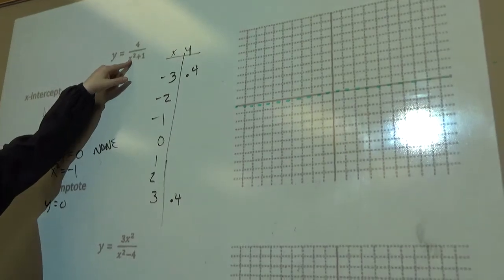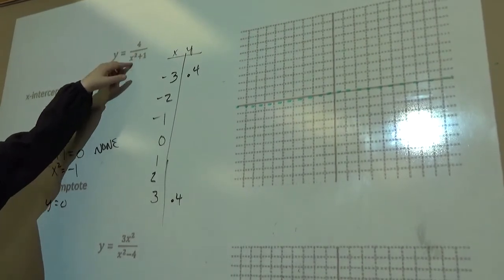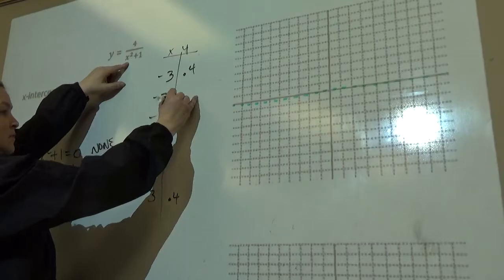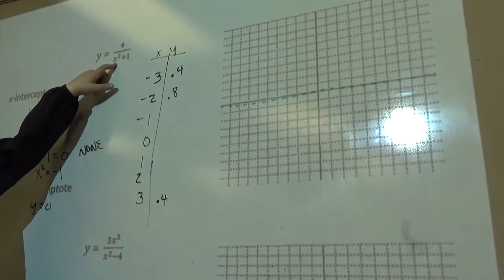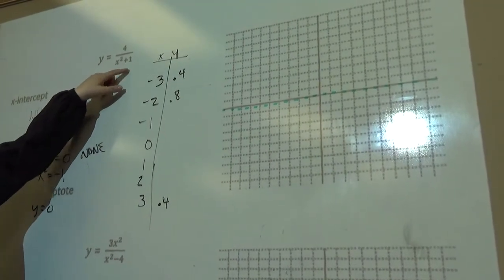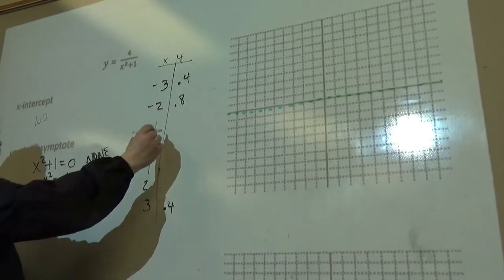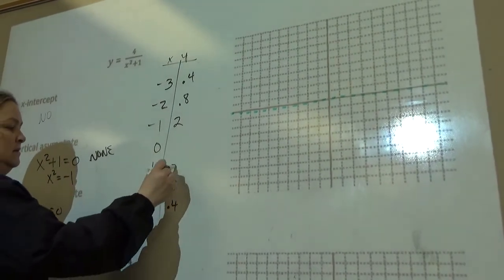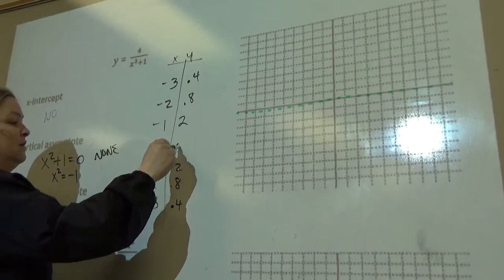-2 squared is 4. 4 plus 1 is 5. 4 divided by 5, 0.8. -1 squared is 1. 1 plus 1 is 2. 4 divided by 2 is 2. And then, what, 4?